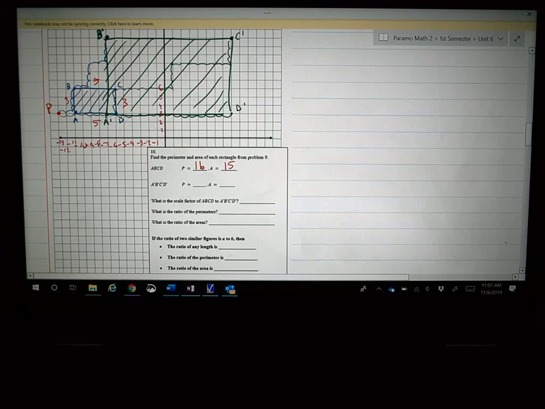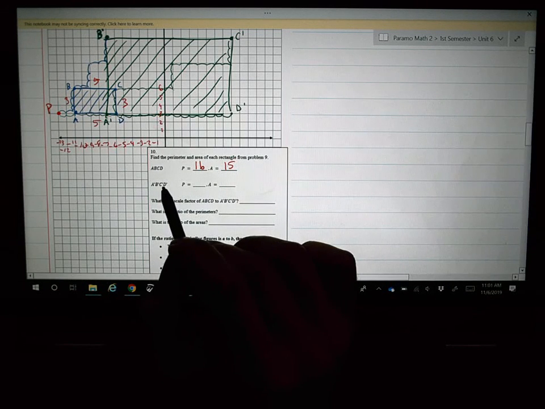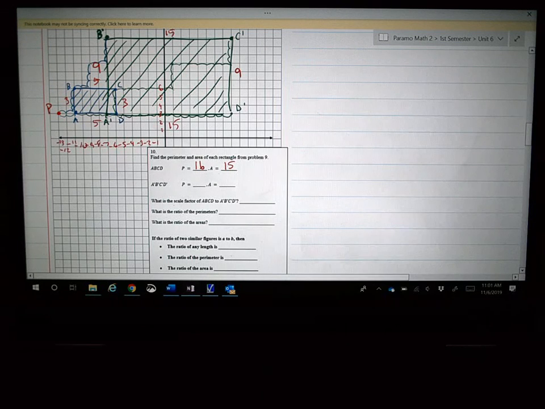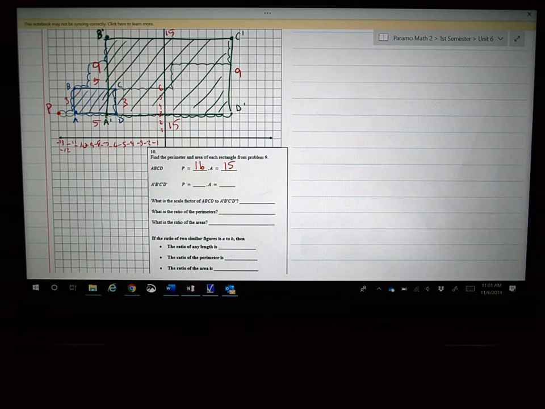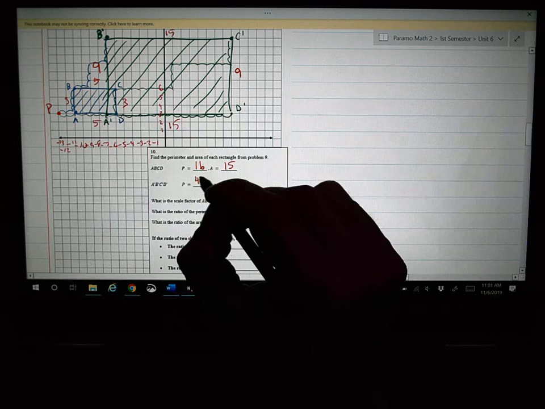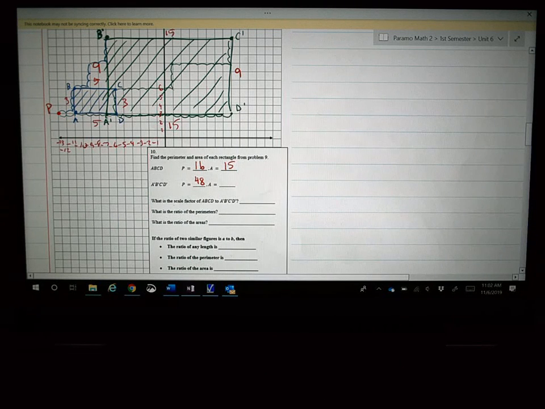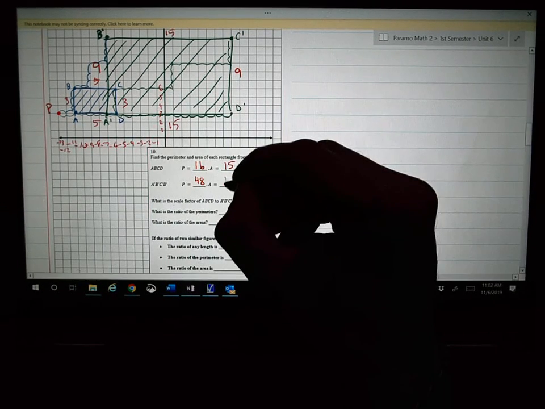Because area represents how many square units there are. Now what about A prime, B prime, C prime, D prime? We have to count up this side, or we know it's 3 times bigger. It's 9 units, 15 units, 9 units, 15 units. What's the perimeter of the green triangle? 48. I agree. What's the area? You could count up all the squares if you wanted to, but there's a faster way. 135. Ooh, good job. 135.